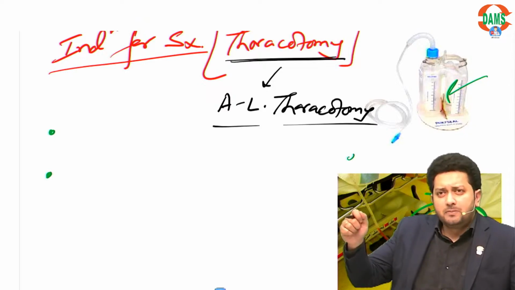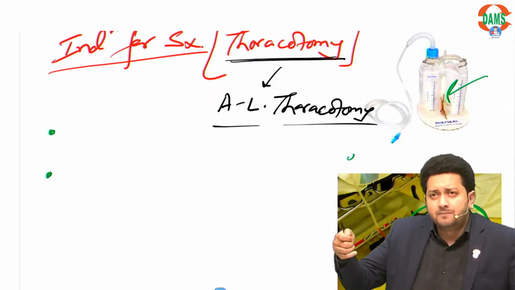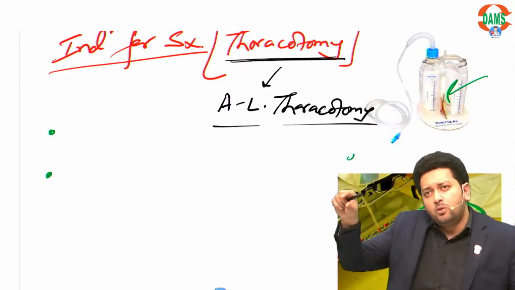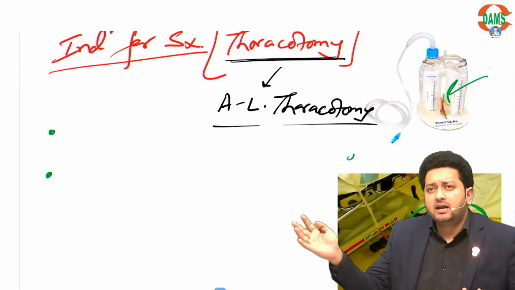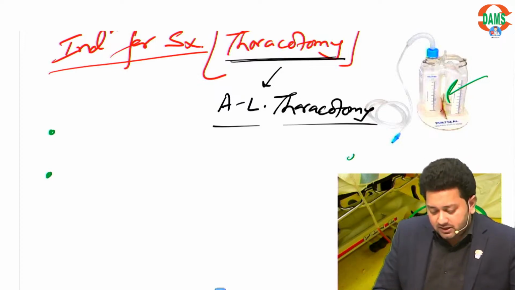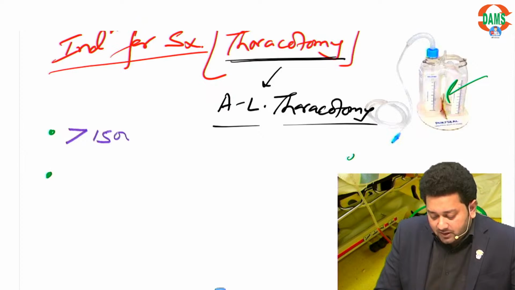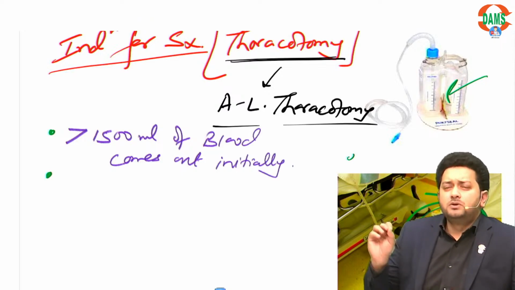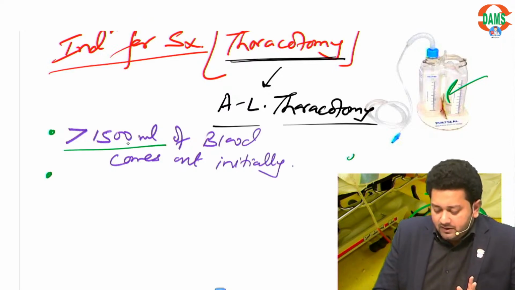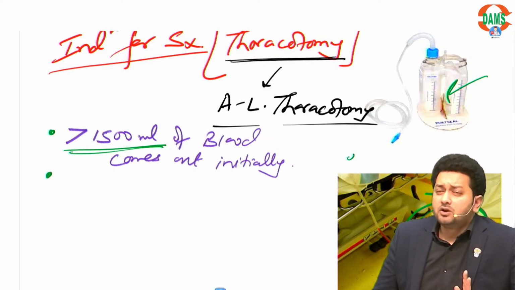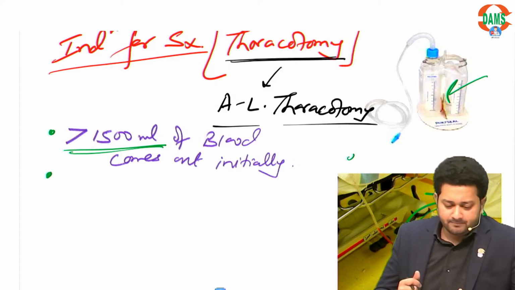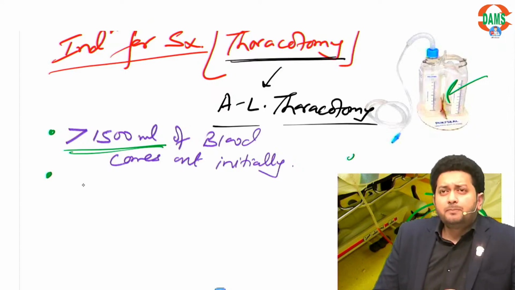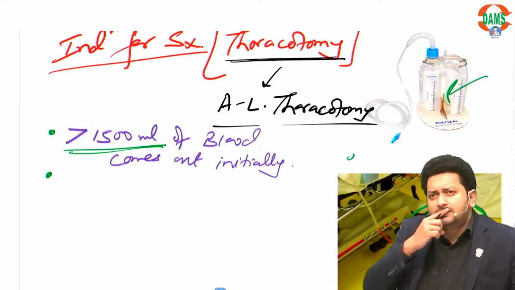Like I said, mostly when the patient comes, you make the diagnosis of hemothorax, you put the ICD. Suppose the moment you put the ICD, more than 1500 ml of blood comes from the ICD and gets accumulated in that container or the underwater seal. It means there is massive hemothorax. It is an indication that you might have to open up the patient and control the bleeding.